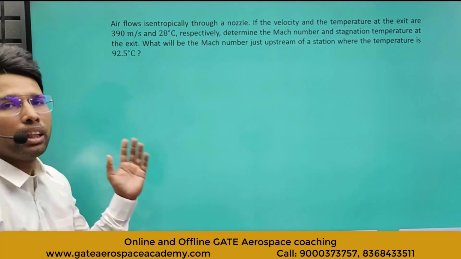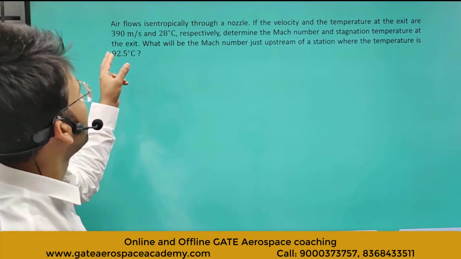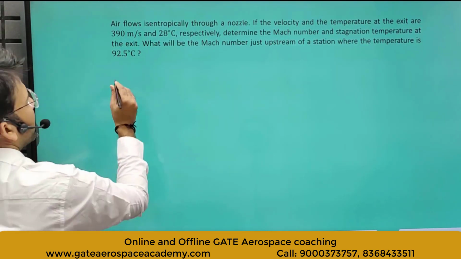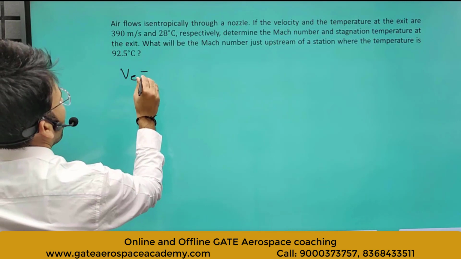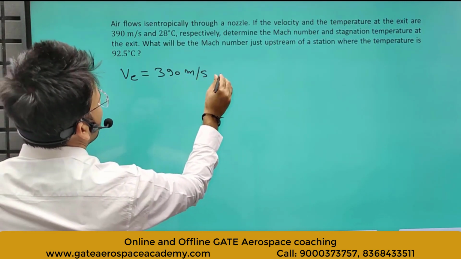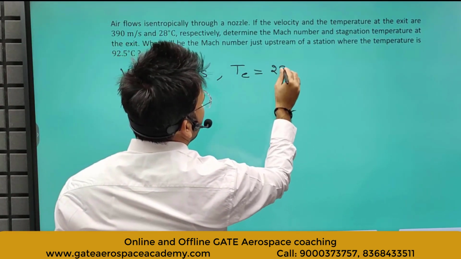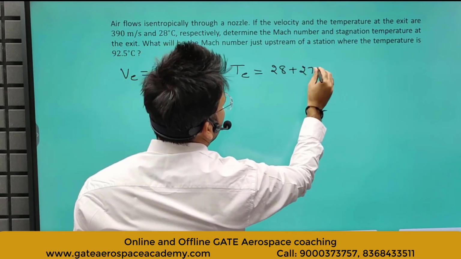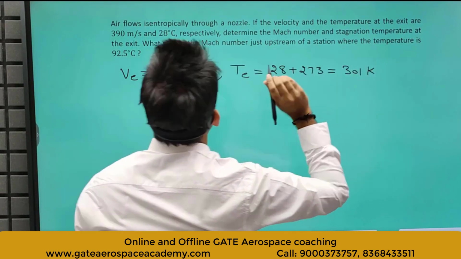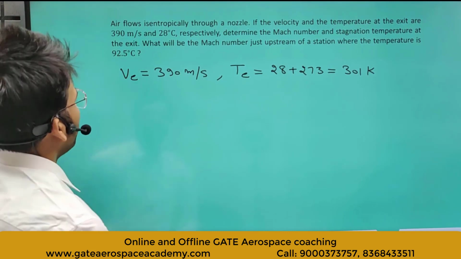Air flows isentropically through a nozzle. If the velocity and temperature at the exit are 390 meter per second and 28 degrees Celsius. So exit velocity is 390 meter per second. Exit temperature is 28 plus 273 is equal to 301 Kelvin. Determine the Mach number and stagnation temperature at the exit. Right.